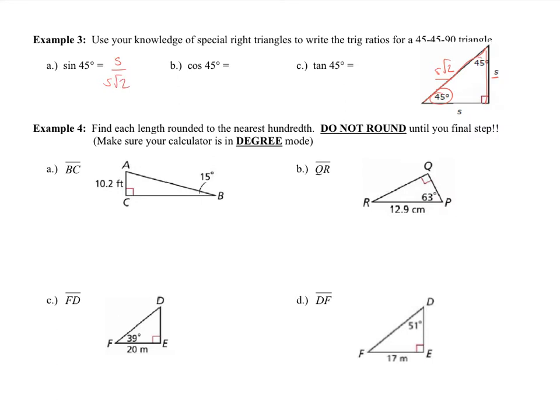And if we look at this angle, it will be the same thing, s over s square root of 2. And then I'm going to multiply by square root of 2 over square root of 2, because we cannot have a square root in the denominator. We can cancel this out, and that's it.